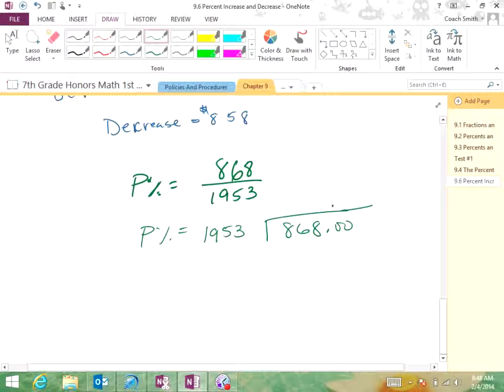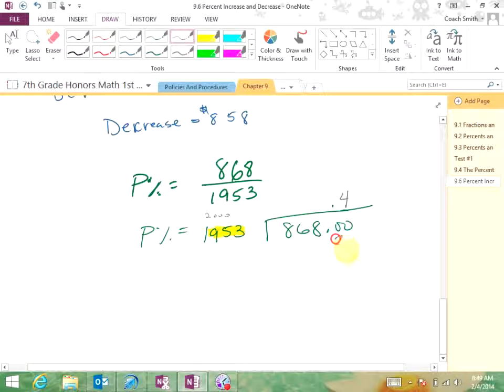Now, obviously 1953 doesn't go into 868. So we have to divide it into 8,680, and it goes into that. Well, this right here is close to 2,000. So how many times does 2,000 go into 8,680? 4 times. So let's try 4 as our estimate.